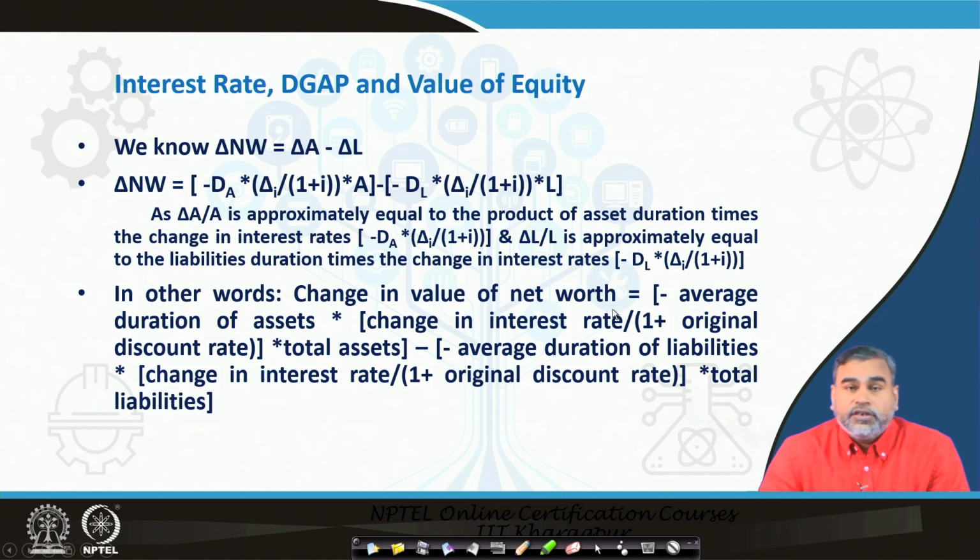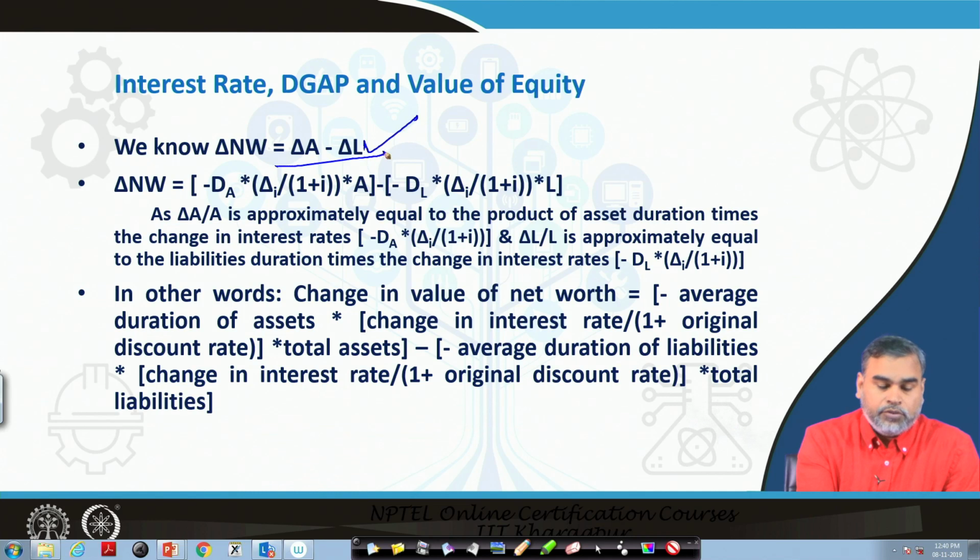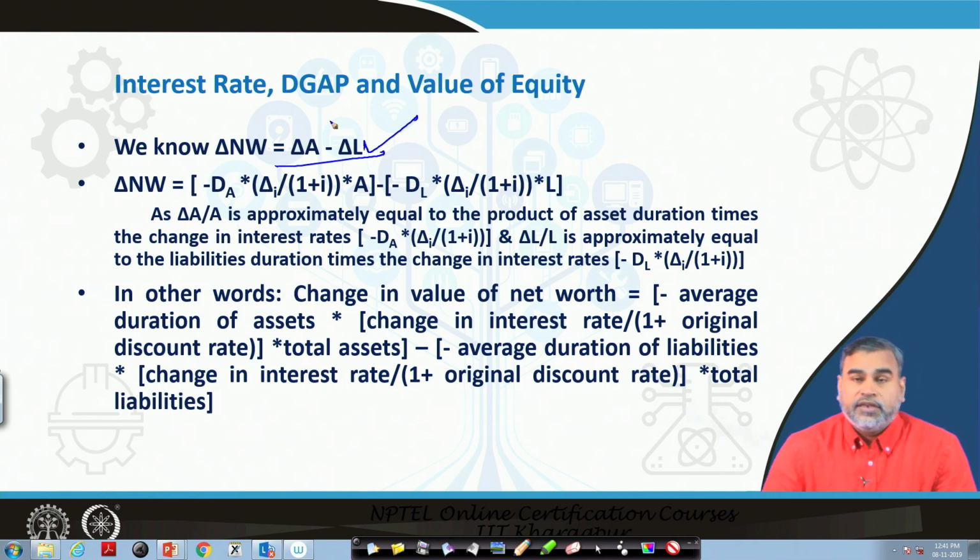So, if you want to establish a relationship between interest rate, duration gap and the value of equity, then we already know that the change in the net worth is equal to the change in the assets minus the change in the liabilities, delta A minus delta L. Delta A represents the change in the value of the total assets, and delta L represents the change in the value of the total liabilities. So, that is your delta NW. Now, if you want to relate delta NW to the duration, this is how it works.